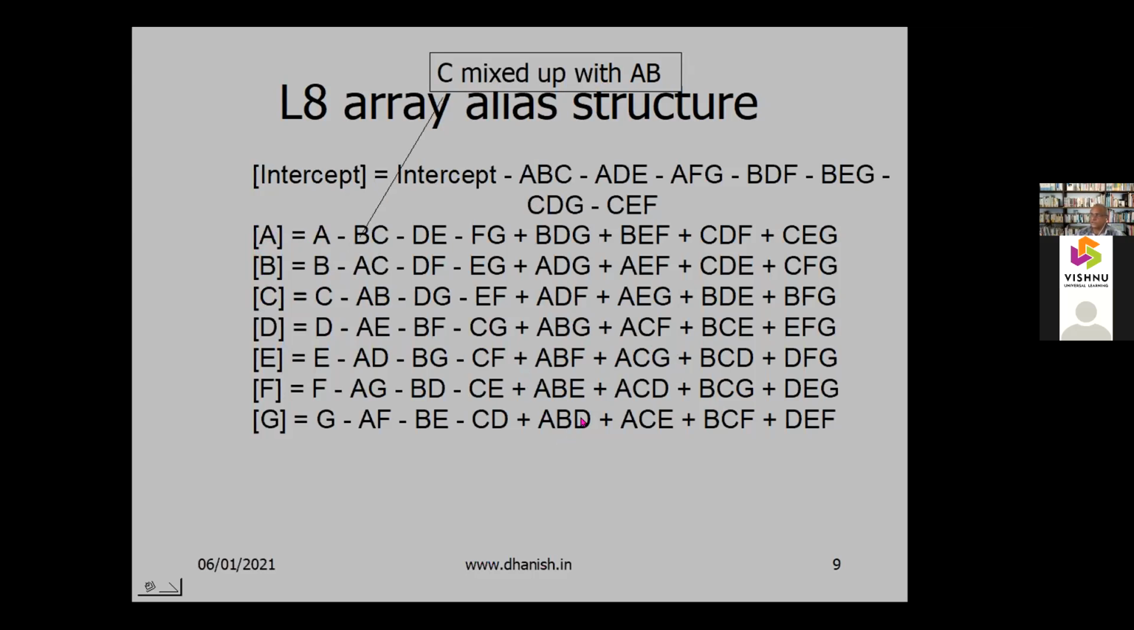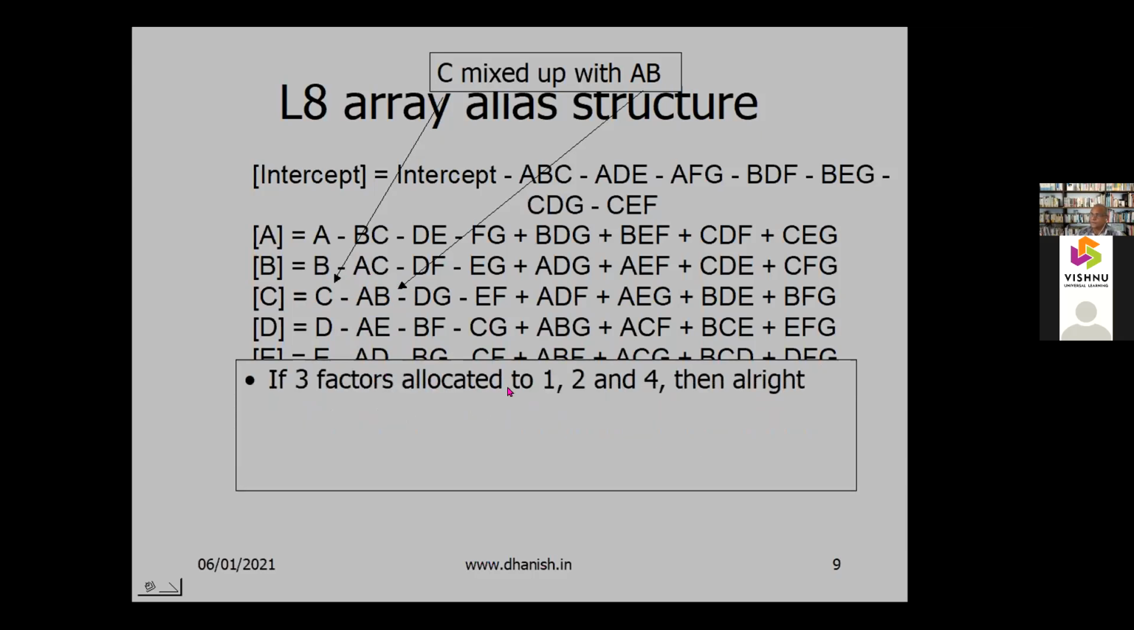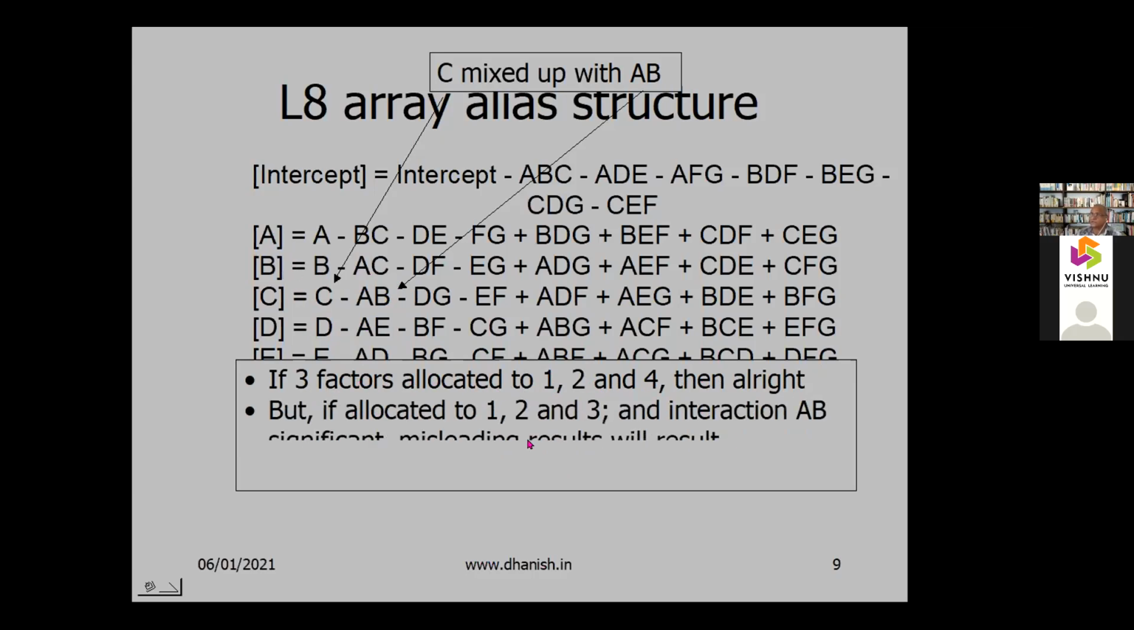If you're using software, they usually take care of this. Okay, C is mixed up with AB. So this is aliased. C and AB are aliased. That is the thing you have to be careful about. So if 3 factors are allocated to 1, 2, and 4, then D is not aliased with the AB interaction. So then it is all right. But if you allocate D to the 3rd column, 1, 2, and 3, and if interaction AB is significant, then you will get misleading results.